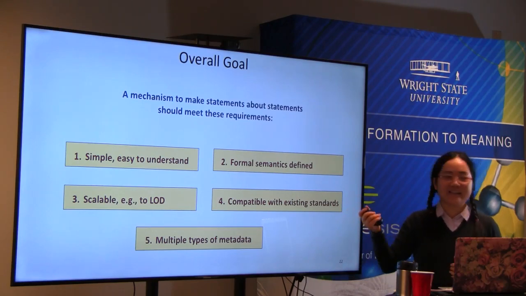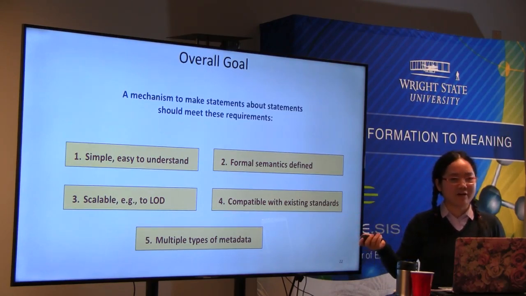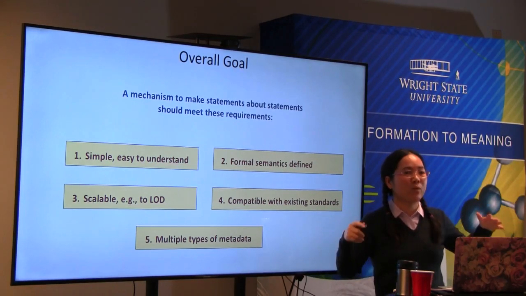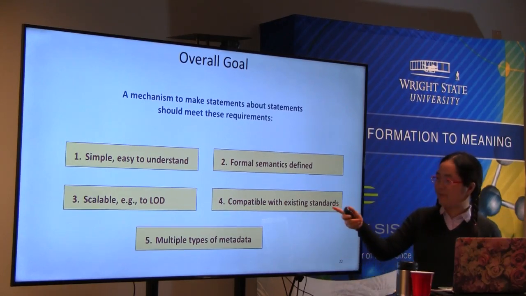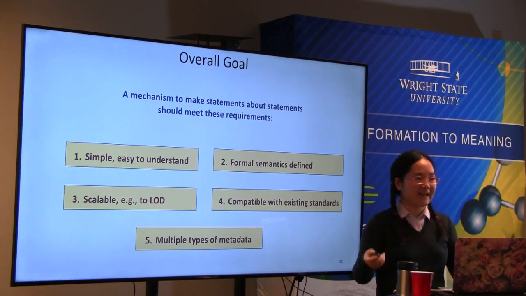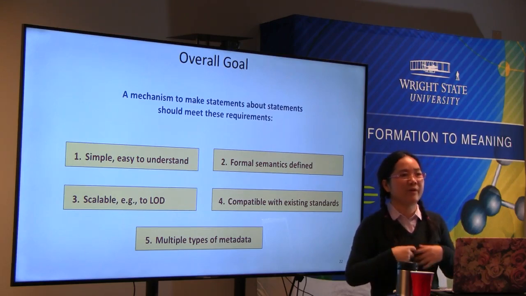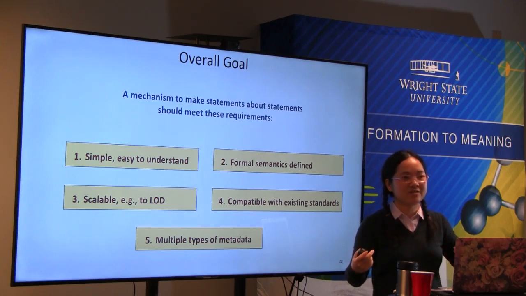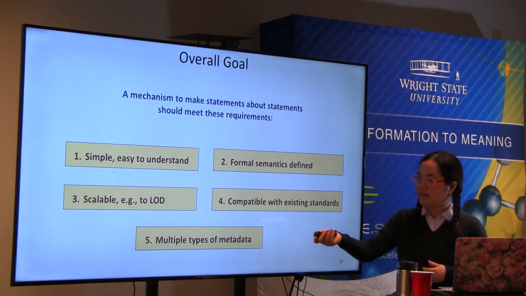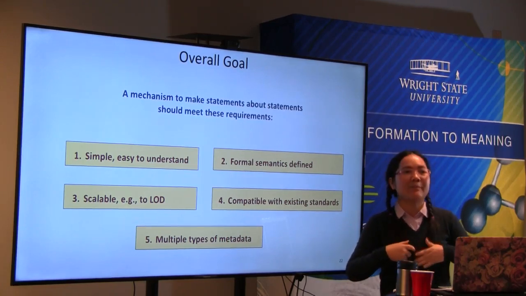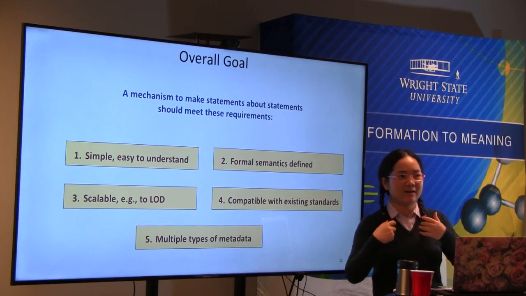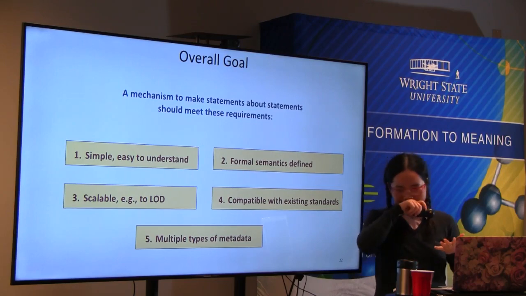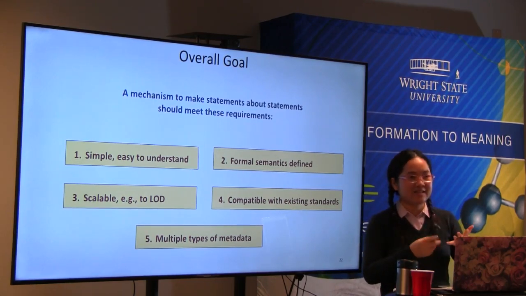Second, it has to be formalized with model theory. The third one, it should be very scalable due to the scale of the World Wide Web. The fourth requirement is it must be compatible with existing standards so that we don't have to redo the work. We don't have to re-implement the application, tool, and system just for supporting that model. The last one is it should be a principled approach so that it can represent a variety of metadata, as I said, like provenance, time, location.